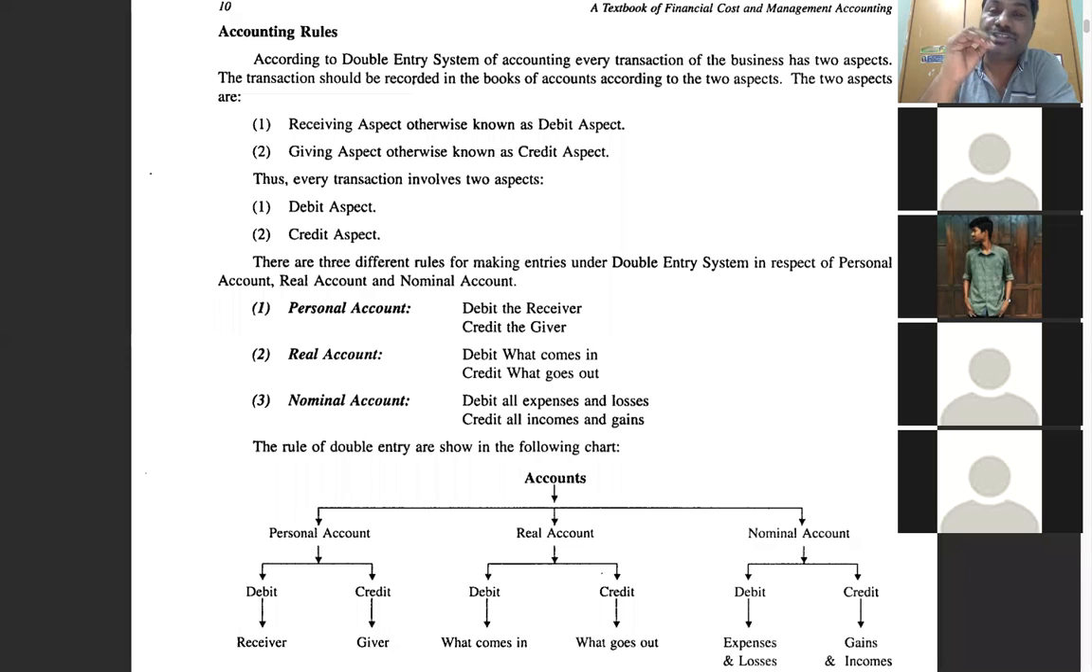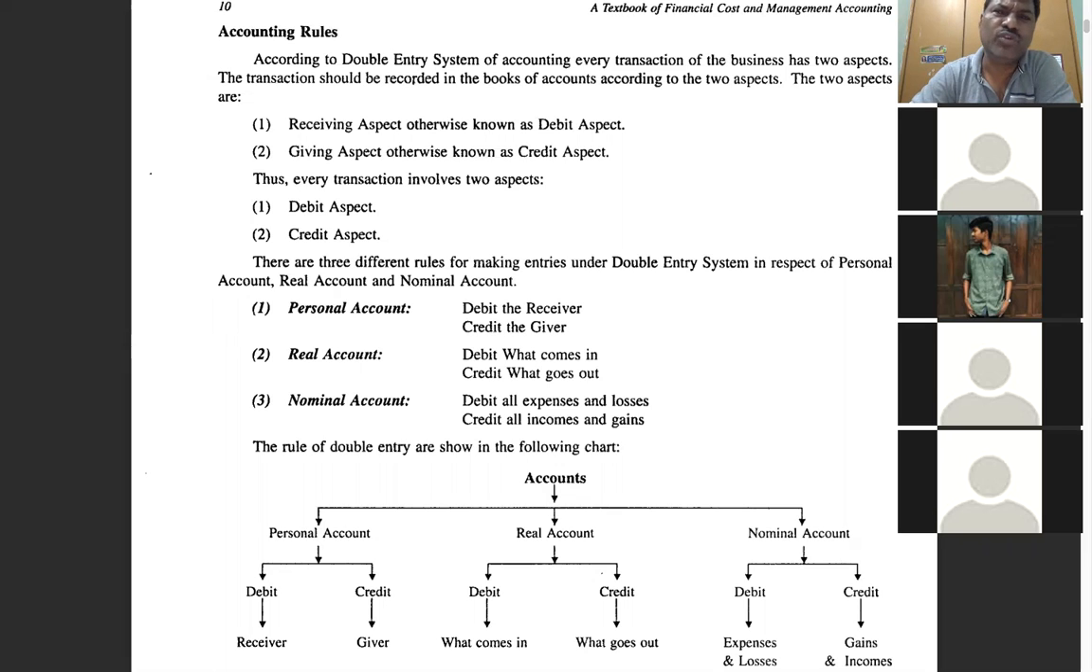Personal account is the account related to people, persons, legal, artificial, representative, or natural persons. Real account is related to assets. Nominal account is related to expenses and gains, expenses and incomes, losses and gains.